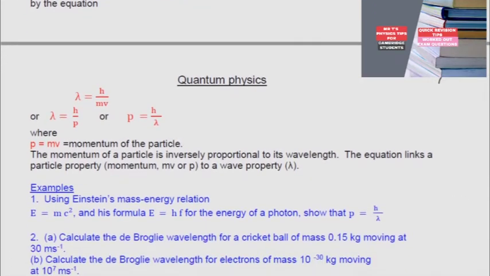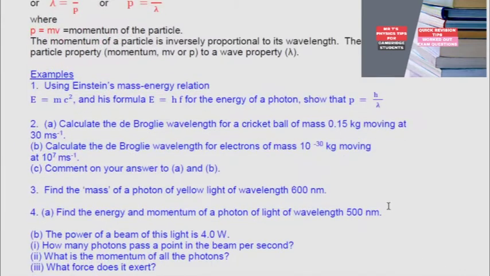Now, let's look at this example. Using Einstein's mass-energy relation, E is equal to mc squared, and this formula E is equal to hf, the energy of a photon, show that p is equal to h over lambda, just like what I was telling you. You should be able to do that.